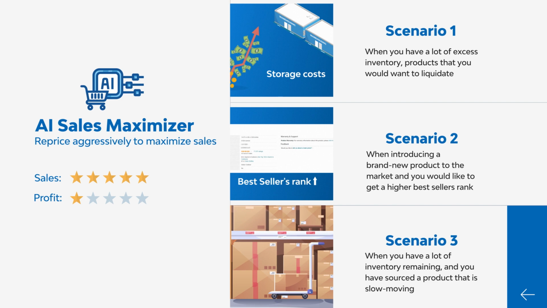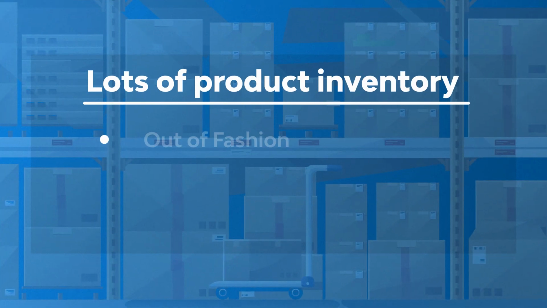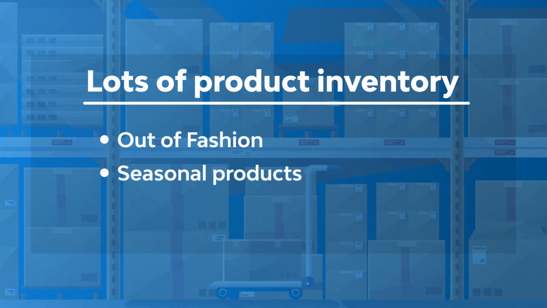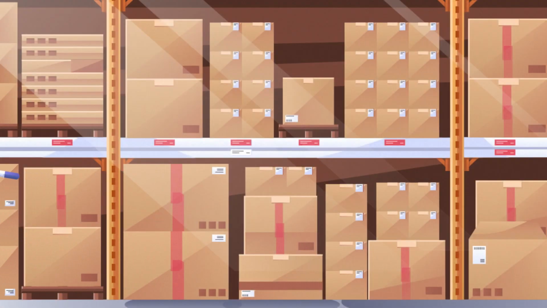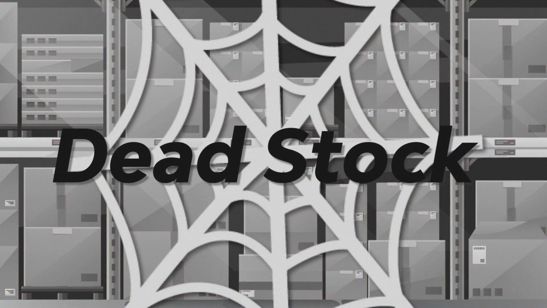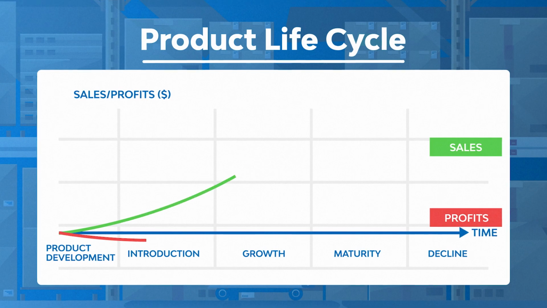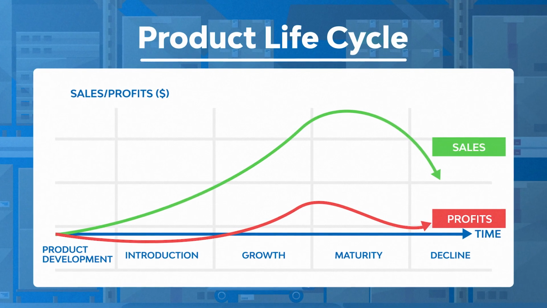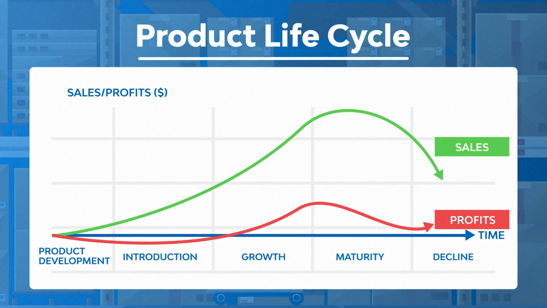The third scenario is when you have a lot of inventory remaining and you have sourced a product that is slow moving. These can be products that are out of fashion or seasonal products. The prices for the products have decreased due to new competitors entering and you're not winning the buy box. You would like to improve your sell-through rate, increase your inventory turnover, and get rid of these products before they become dead stock. These products may also be in a decline stage of the product cycle and are no longer hot products. So here are the things you need to prepare.